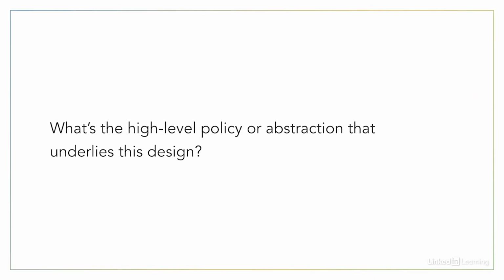Let's think through what the high-level policy for this design should be. What's the high-level policy? Well, as Robert Martin, the originator of this principle, says, it's the abstraction that underlies the application. So how's this for an improved high-level policy or abstraction? A remote control that can control anything with an on-off button. A TV, a light, a sprinkler system, and so on. Let's express that in our class diagram.